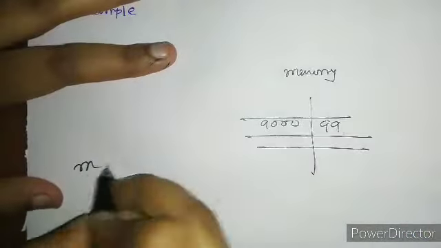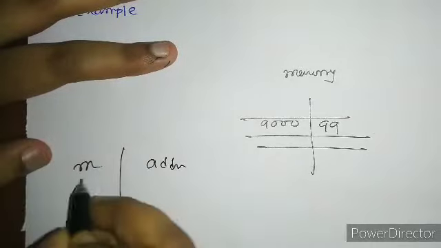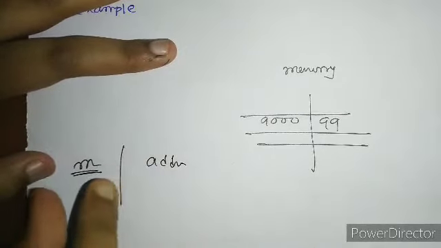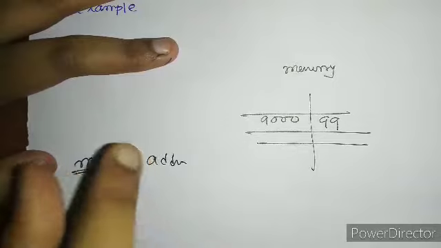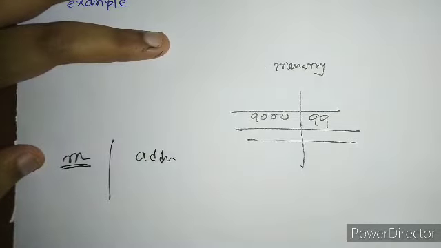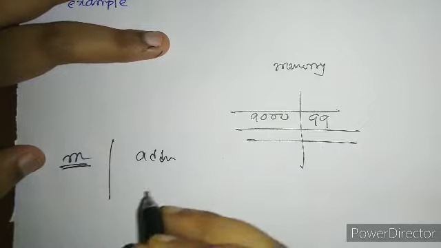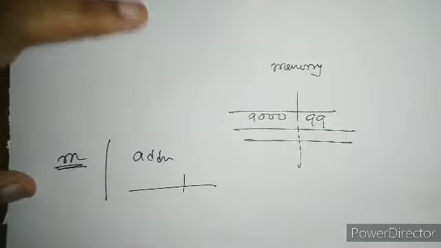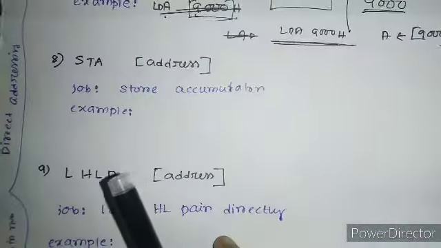Now don't get confused between M and this addressing mode, because M addressing can only be pointed by the HL pair. Okay, but in this case the address can be anything. Here no specific register or specific address is needed.